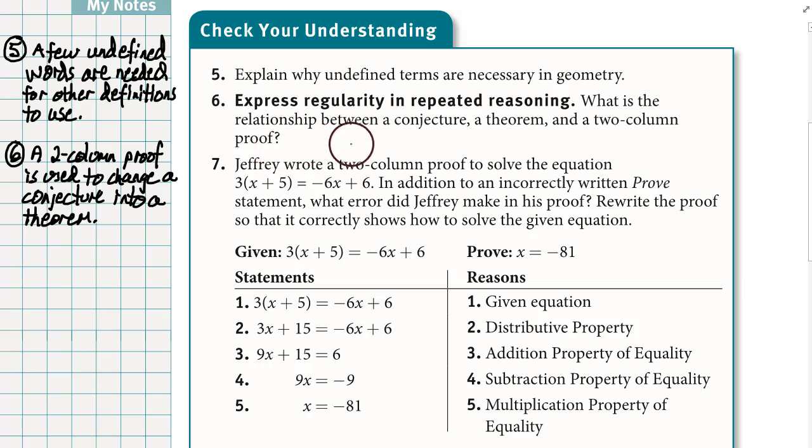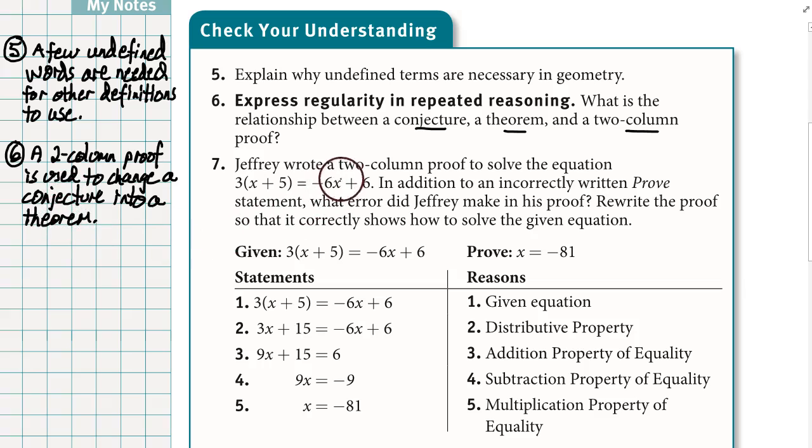Number 6. What is the relationship between conjecture, theorem, and 2-column proof? One way to answer is to say a 2-column proof is used to change a conjecture into a theorem. A conjecture is our best guess based on the observations we've made from patterns or cases. If we prove that that guess is true, it becomes a theorem.